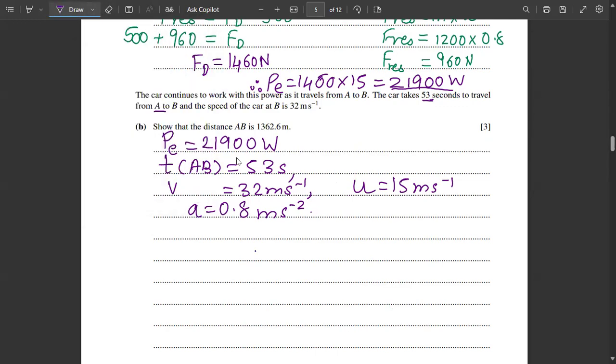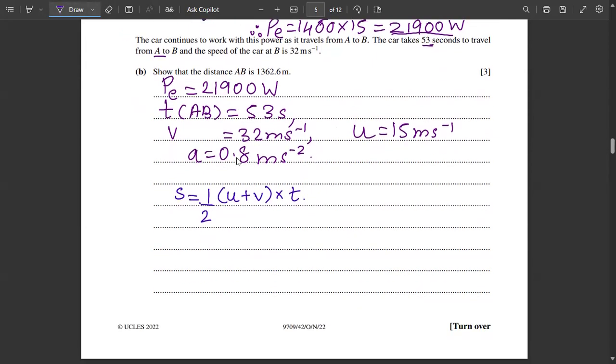So we can use S equals half (U plus V) into T. S will be equal to half, initial velocity is 15, final velocity is 32, and time taken is 53. So half into (15 plus 32) into 53. The answer here is 1245.5 meters.